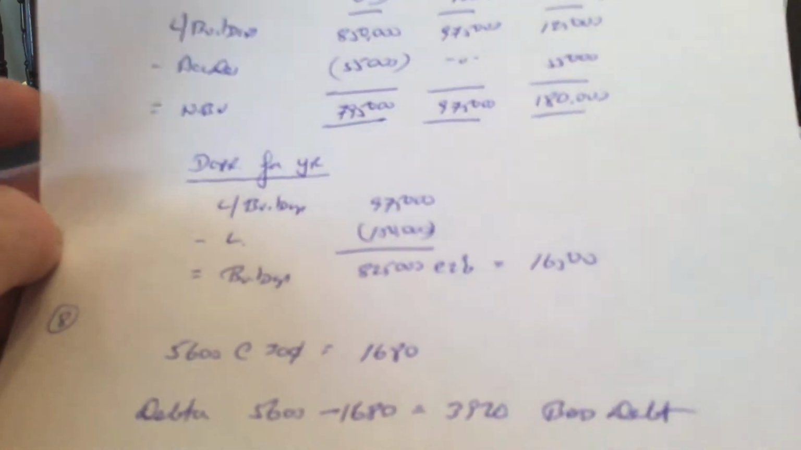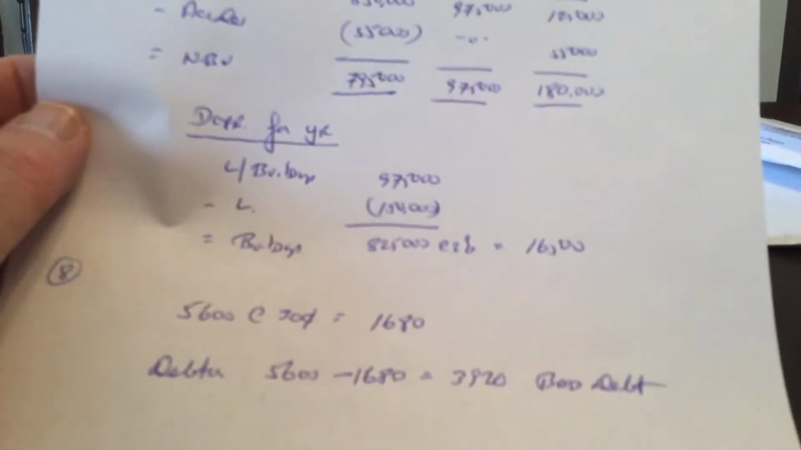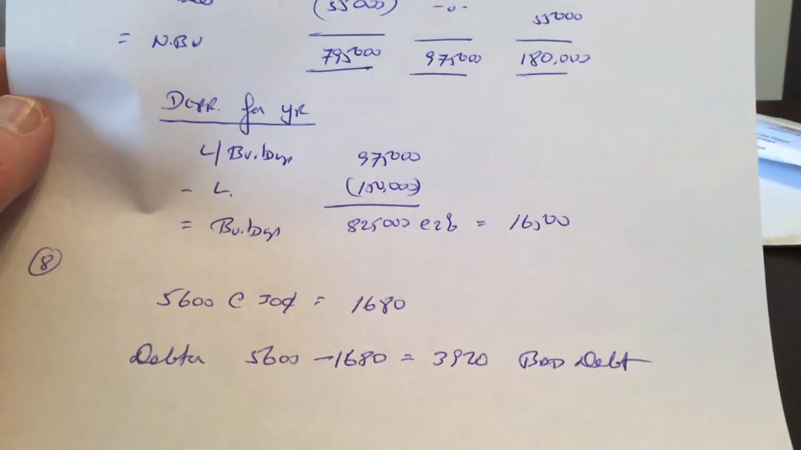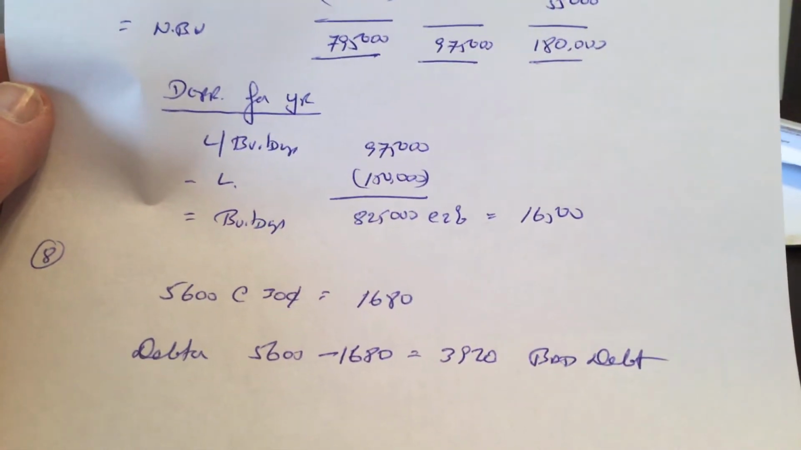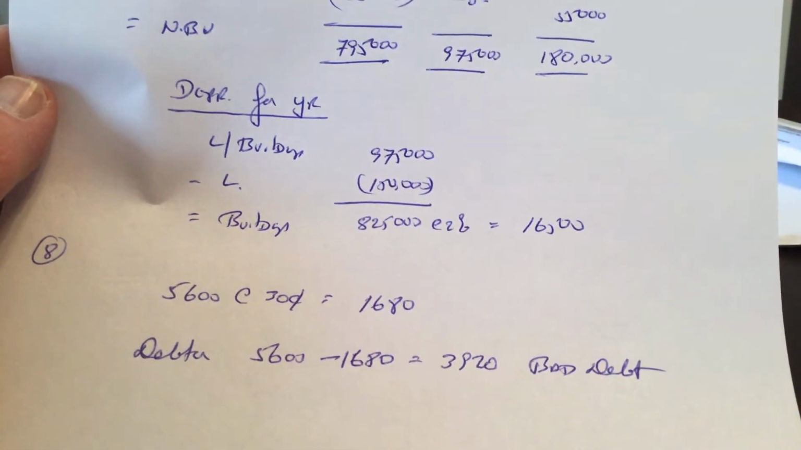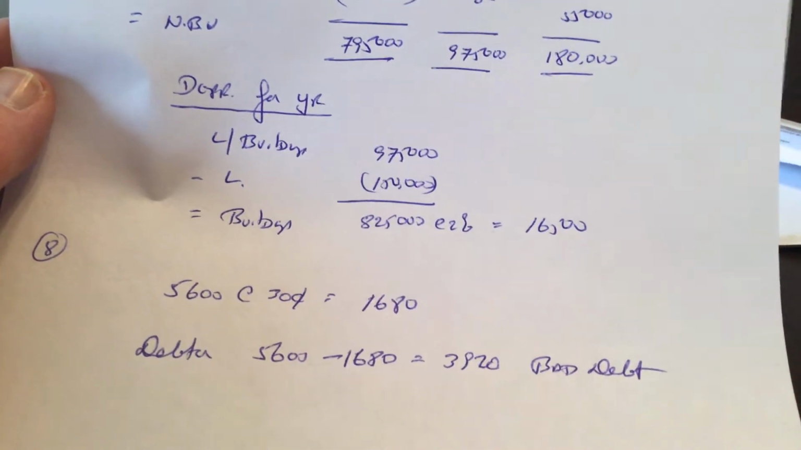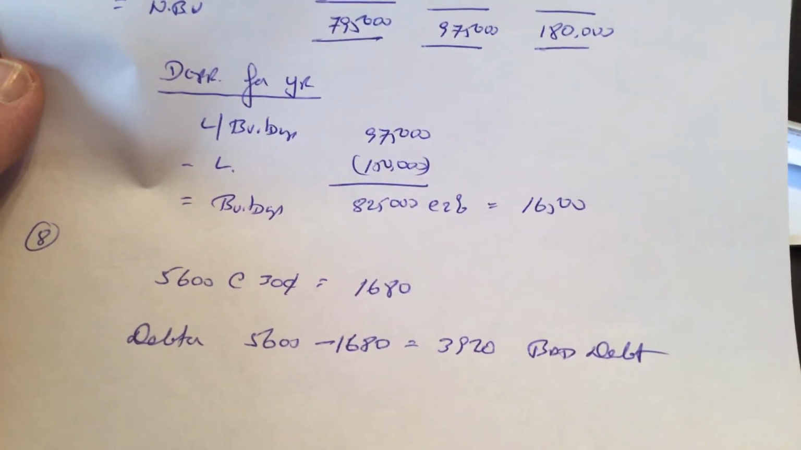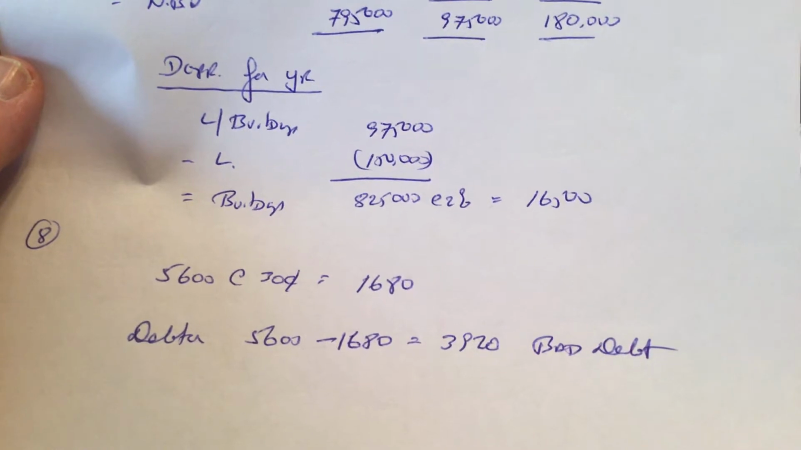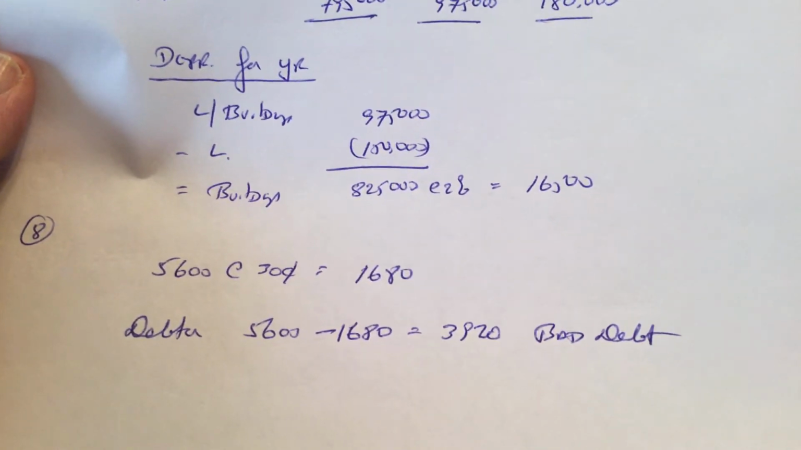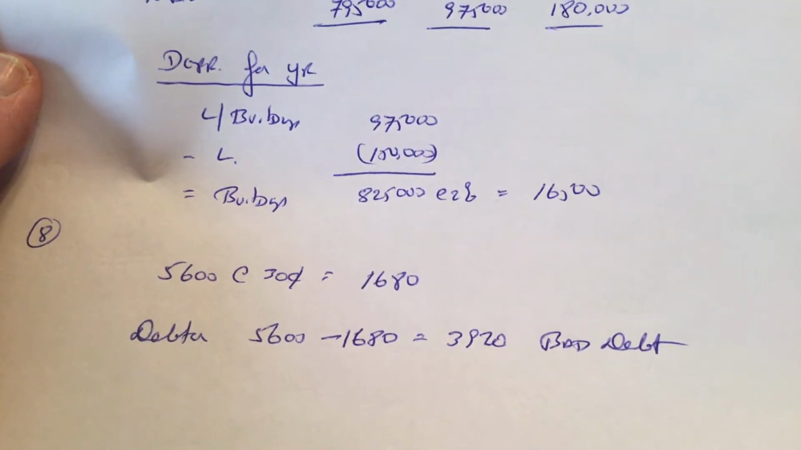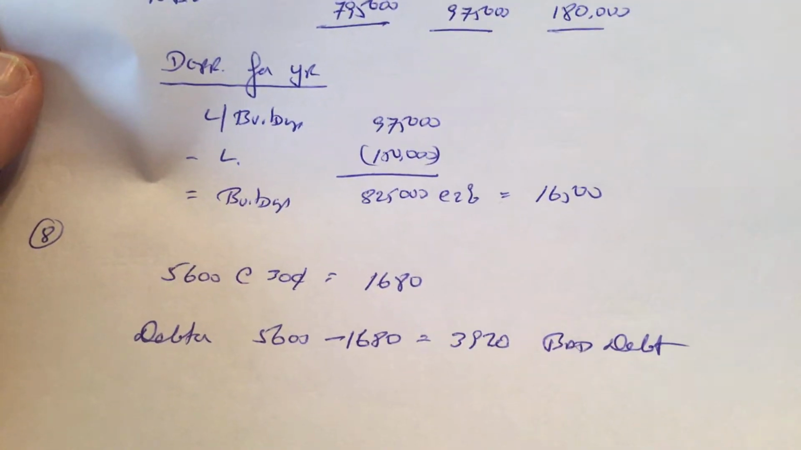Now, the depreciation for the buildings for the year. So land and buildings are 975,000 minus the land of 150,000. You don't depreciate land. And that gave us buildings of 825,000 at 2%, which is 16,500. That's the depreciation on the land and buildings for the year.